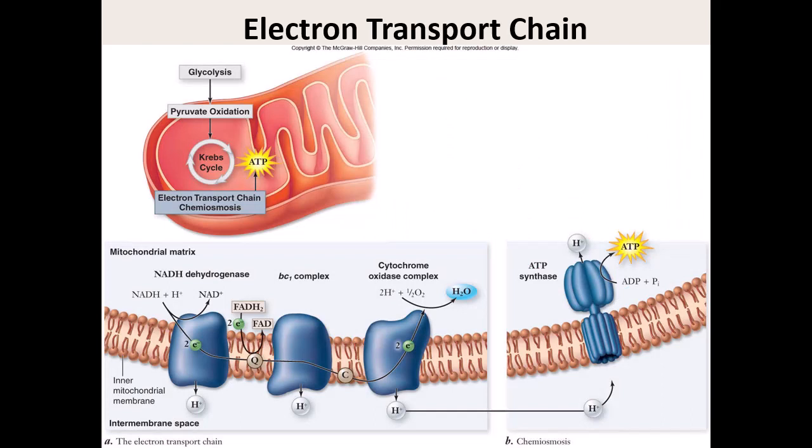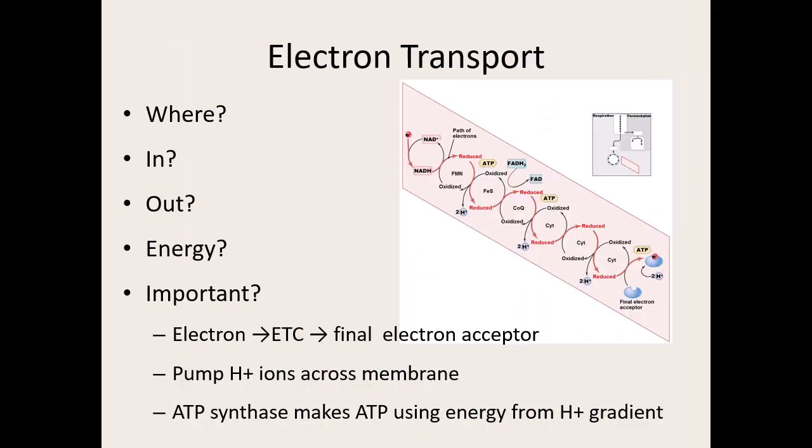But those electrons and their energy do have to go somewhere. We don't like to have floating electrons around. They do have to find a final electron acceptor. And the final electron acceptor is usually oxygen. This is where we make water. It's not always. It gets into fermentation.